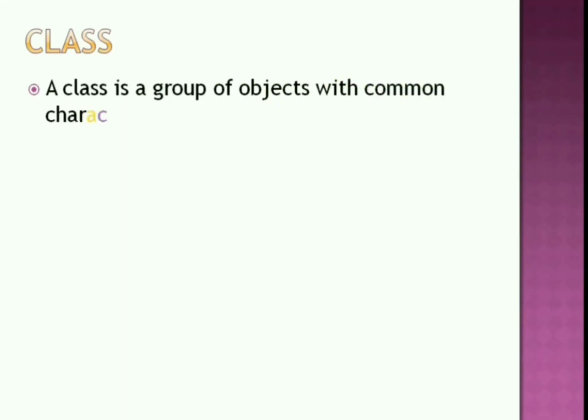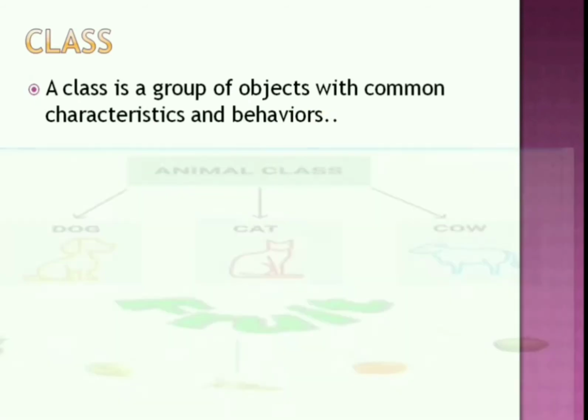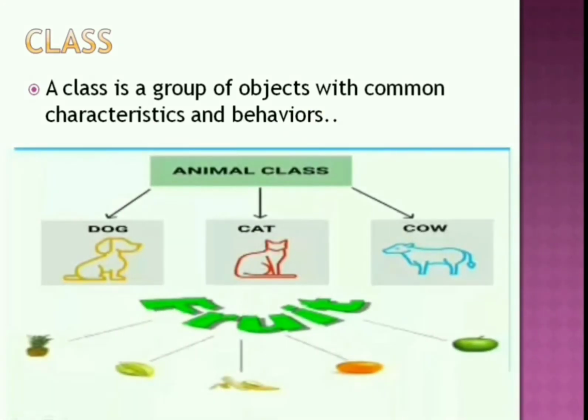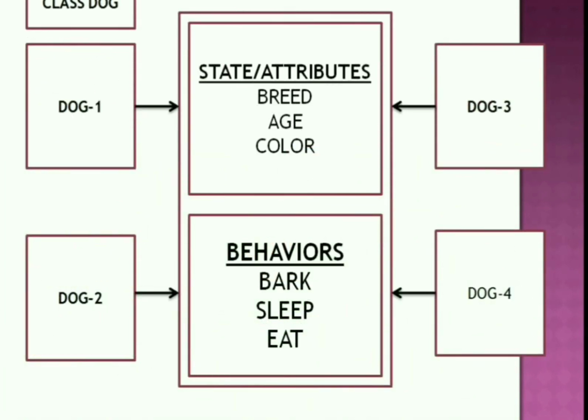The next topic is class, and a class is a group of objects with common characteristics and behaviors. Here is the example. The class name is animal, which contains a group of objects like dog, cat and cow, etc. Here are some more examples. You can have a look.